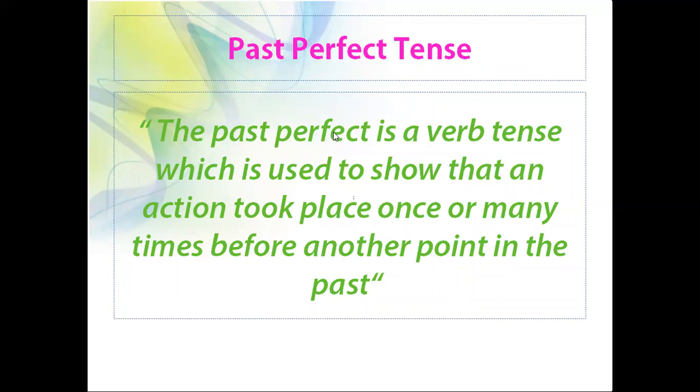The past perfect is a verb tense which is used to show that an action took place once or many times before another point in the past. So the action which has already taken place many times before another point in the past is called past perfect tense.